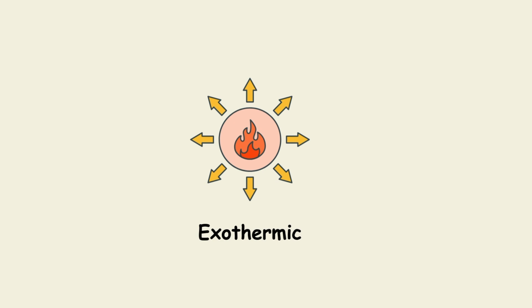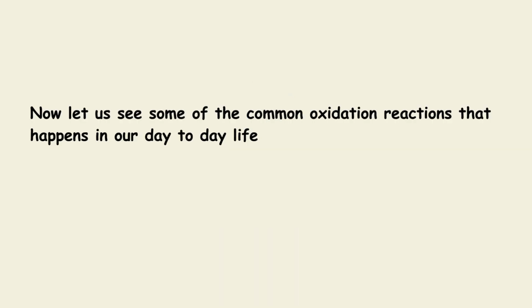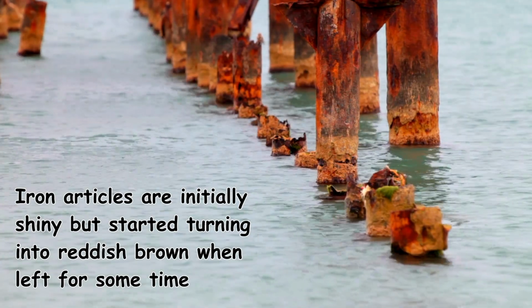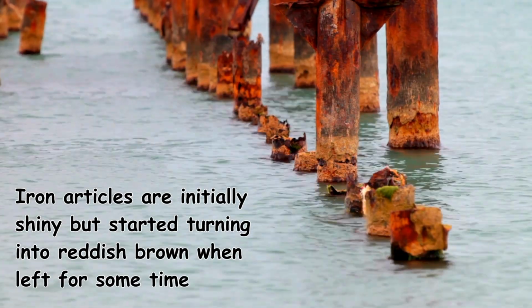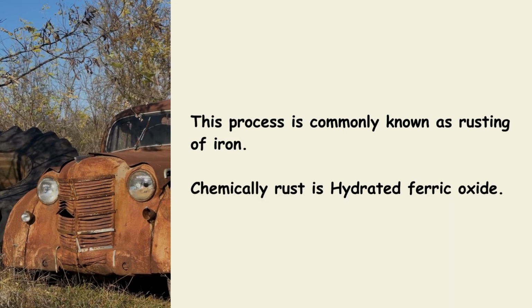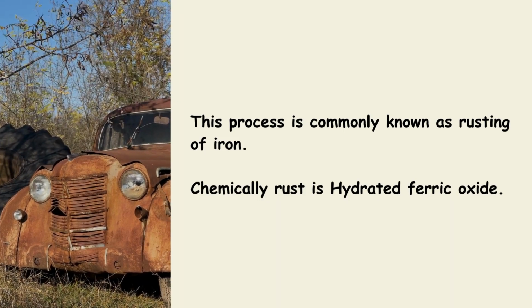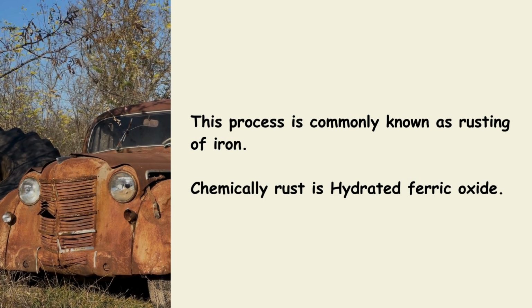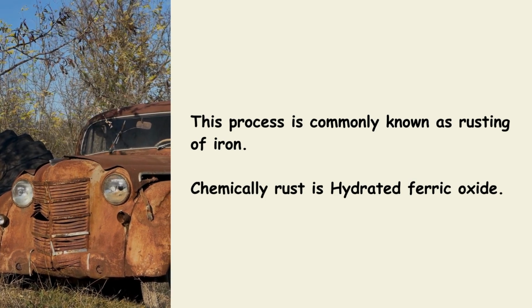Now, let us see some of the common examples of oxidation reactions that happen in our day-to-day life. First is the corrosion. Iron particles are initially shiny but start turning reddish brown when left for some time. This process is commonly known as rusting of iron. Chemically, rust is hydrated ferric oxide.